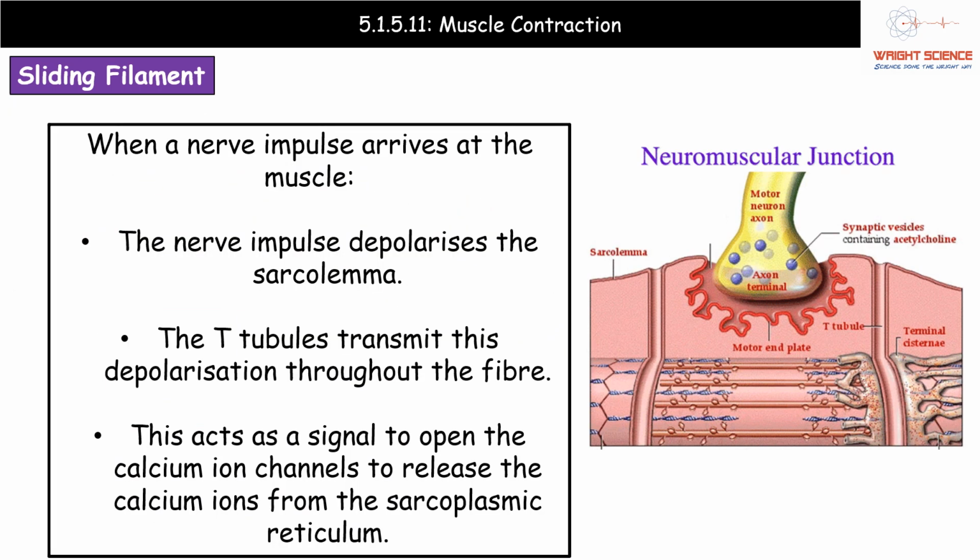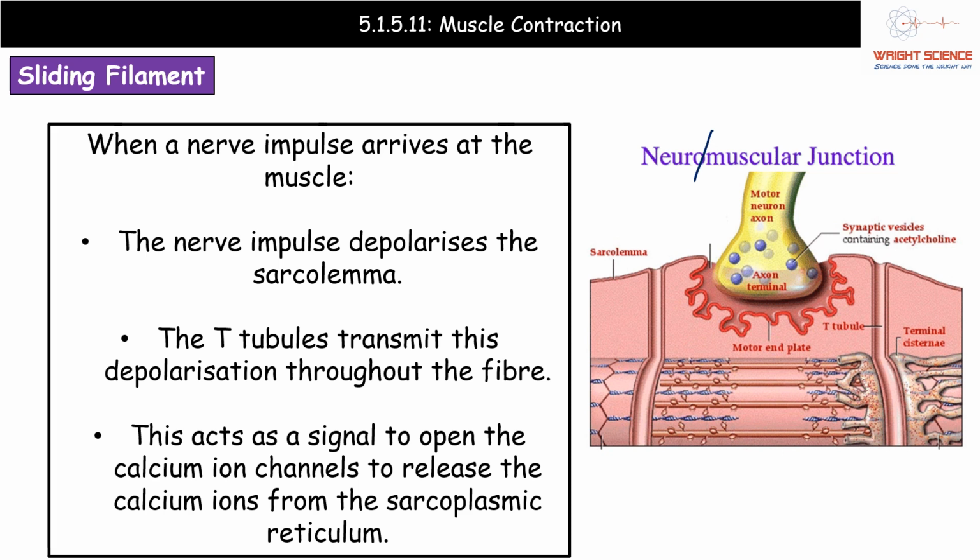So how does it actually happen? What happens to make a muscle contract? Well, first we need to understand what communication is happening between our neuronal system and the muscle itself. When a nerve impulse arrives at the muscle, we're arriving at what we term the neuromuscular junction. Neuro because it's a nerve, muscular because it's connecting to a muscle. So the neuromuscular junction, NMJ, is the connection between our neurons and the muscles.